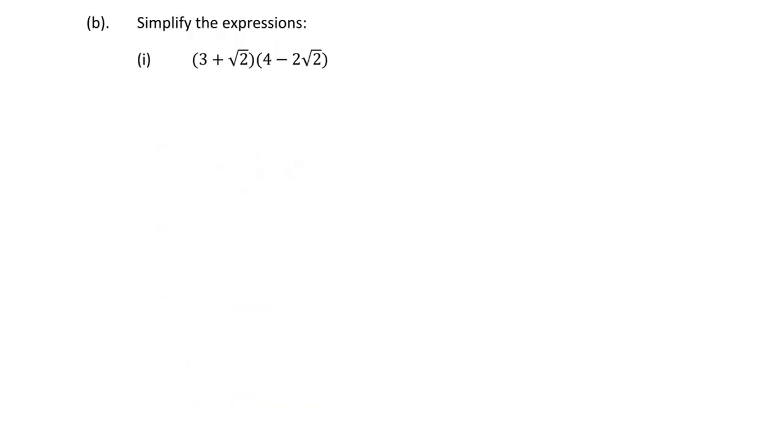For part B, simplify the expressions. So for Roman 1, we've been given the expression there. Okay, so for this one, we have to see that this is the radical problem. Okay, so first, let us expand this expression. Then we are having 3 times 4 minus 3 times 2 under root 3 plus under root 2 times 4 minus under root 2 times 2 under root 2.